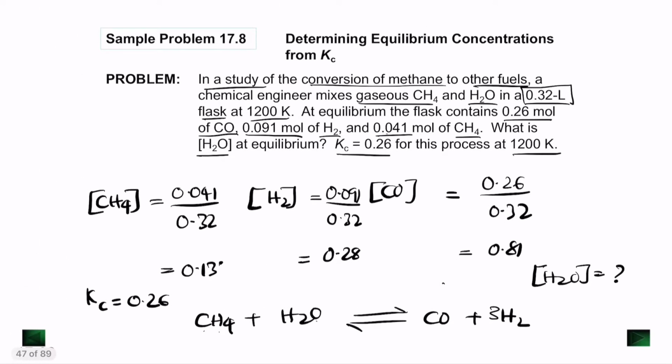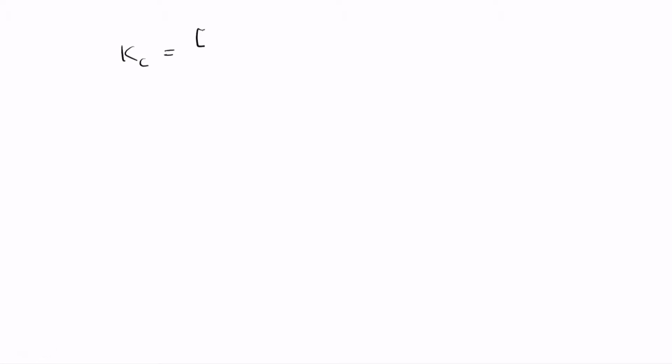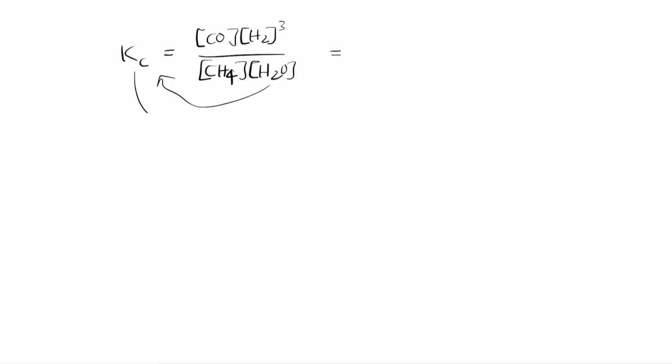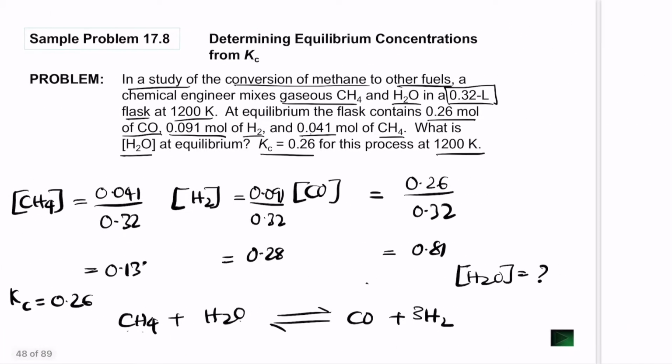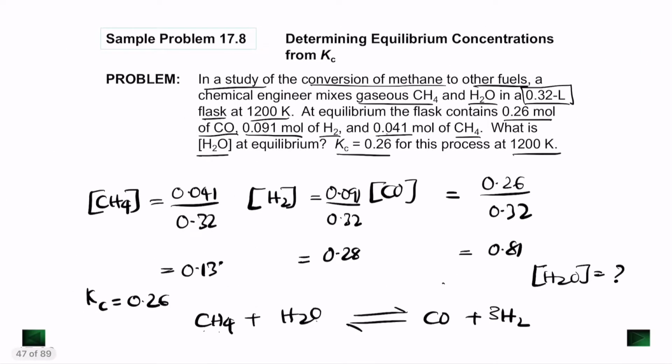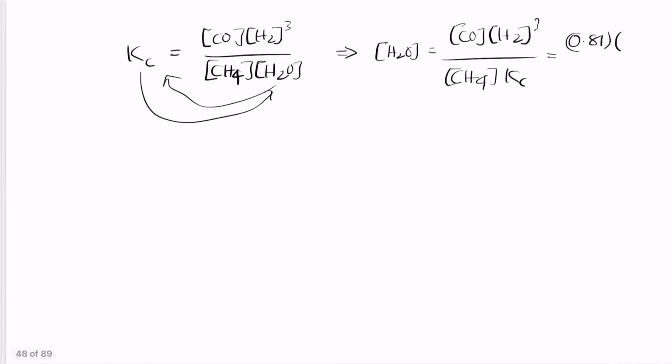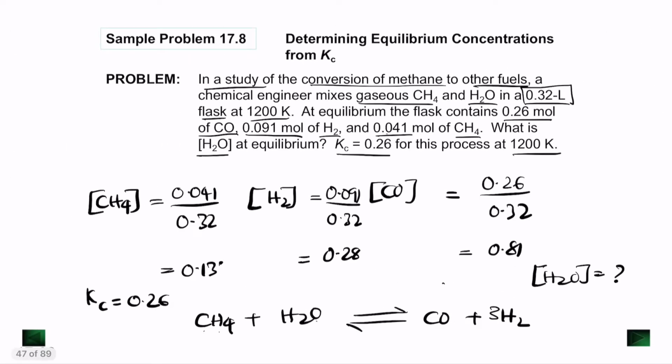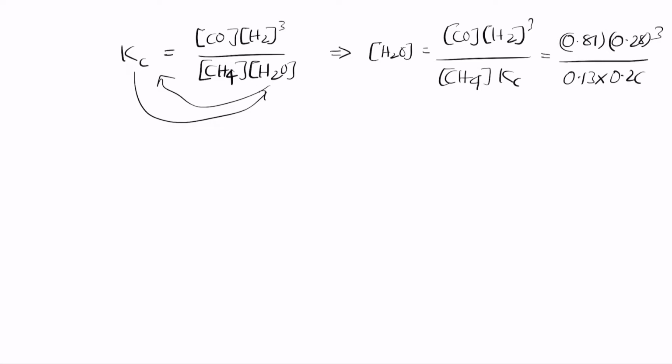So now let's write down the formula for Kc. The formula for Kc for this reaction here is CO times H2 cubed over CH4 times H2O. So from this, if you reshuffle the equation, the H2O concentration becomes CO times H2 cubed over CH4 times Kc. So CO here is 0.81 times H2 concentration 0.28 cubed, over CH4 concentration 0.13 times 0.26. So when you multiply the whole values, you end up with a concentration of 0.53 mole. So this is the concentration of H2O in that solution.